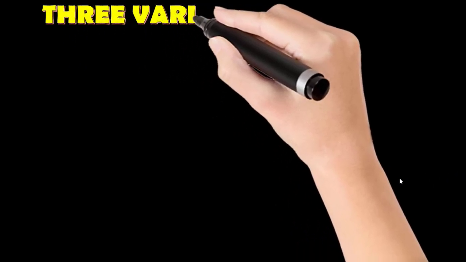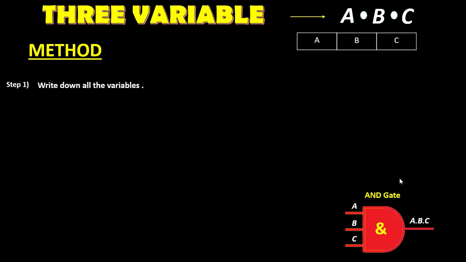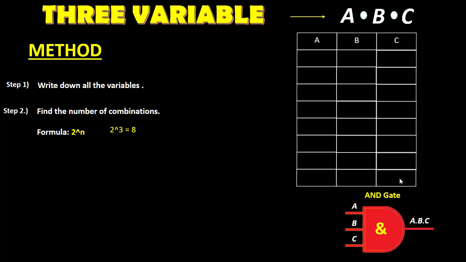For the last example, we will use the same method for 3 variables. So we know the drill by now. We basically just write down all the variables, separating them into columns. So there we go. So step 2, again we use the formula 2 to the power n, where n is the number of variables. In this case we've got 3. So we put 3 into the formula and we get 8 combinations. So we draw 8 sections in our truth table. So there's the 8 sections.